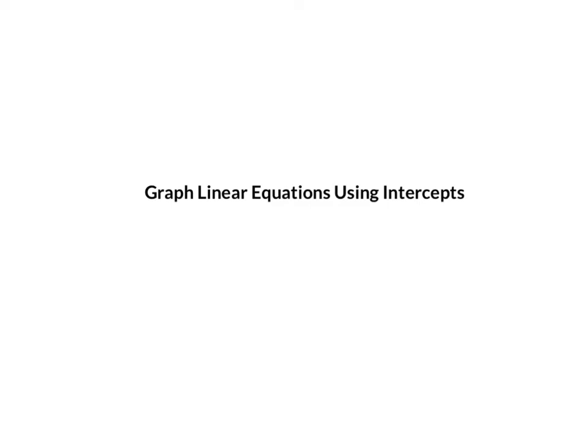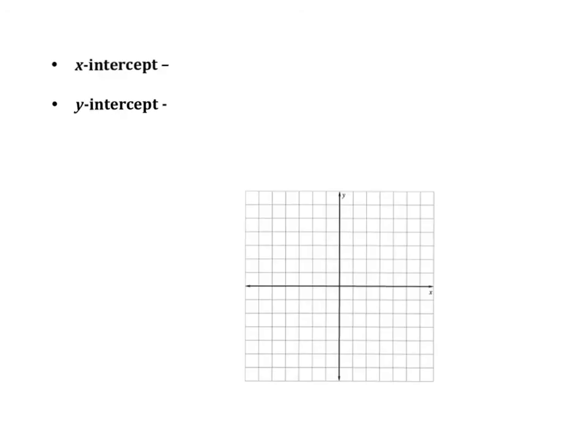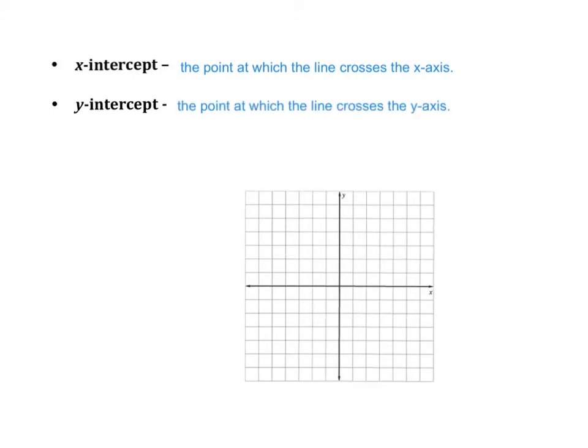In this lesson, we're going to look at graphing linear equations using the intercepts. All right, so what is an x-intercept and a y-intercept? An x-intercept is a point at which the line crosses the x-axis, and the y-intercept is the point at which the line crosses the y-axis. So let's remember, for the x-intercept, it's crossing the x-axis, and the y-intercept is where it's crossing the y-axis.